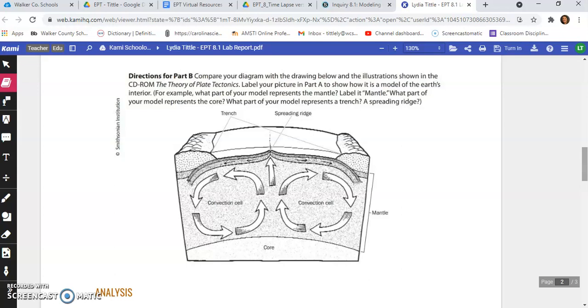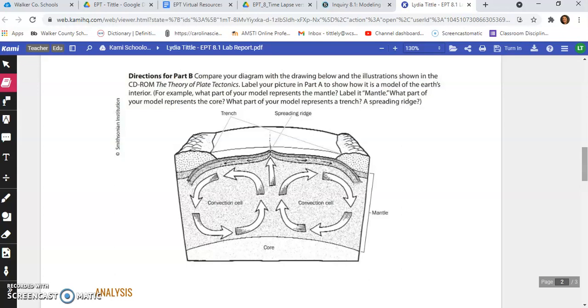So when it says to think about the model, what part of your model represents the mantle? Think about your jar and go up to the picture on part A and label the part that you think is the mantle. And then which part of your model represents the core? Remember, the core is hot, hint, hint. So what was giving off the heat? That would represent the core. So go up to the part A picture and label that core. And then what part of your model represents a trench or a spreading ridge? So think about that and label that on picture A.